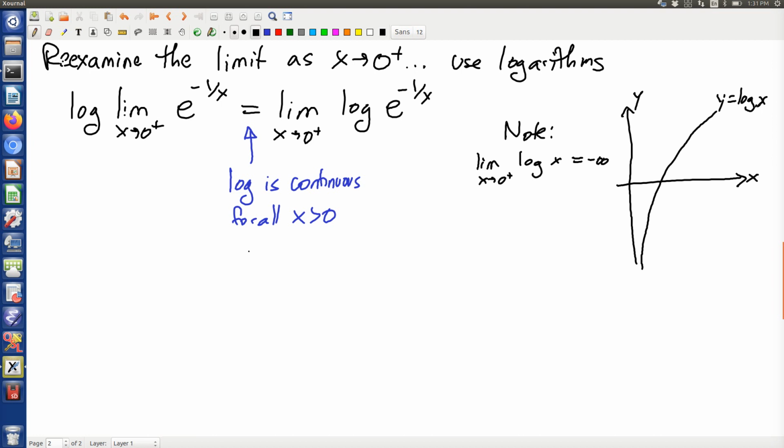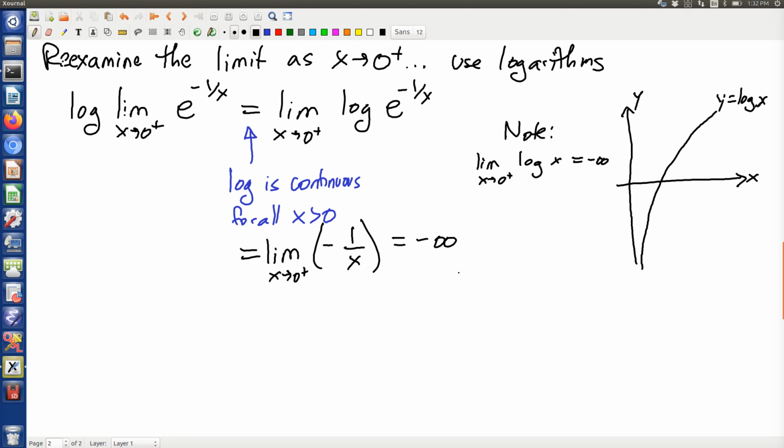Okay, well, given that little side note, we can also do some algebra. The logarithm of e to the minus 1 over x is, of course, minus 1 over x. And what does this number do? Well, as x goes to 0, the denominator goes to 0 in this fraction. It's going to go to plus or minus infinity. And of course, it goes to minus infinity.